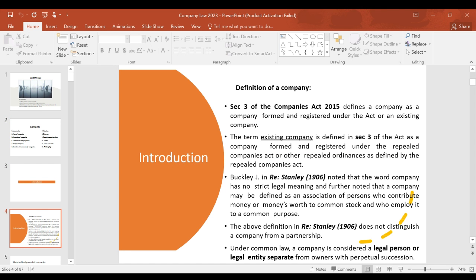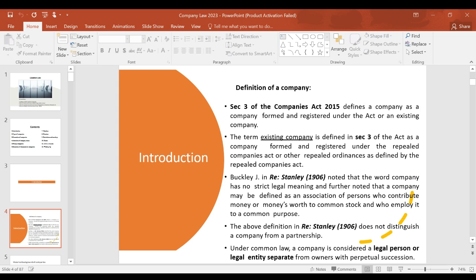So, what is a company? Section 3 of Companies Act of 2015 defines a company as that body corporate formed and registered under the Act or an existing company. And the same Section 3 looks at an existing company as that company which was registered under the repealed Companies Act or ordinances. Although it does not offer specifics of what a company entails, it only provides us with where the criteria for formation of the company is found.